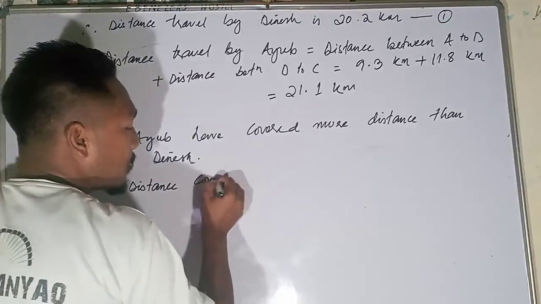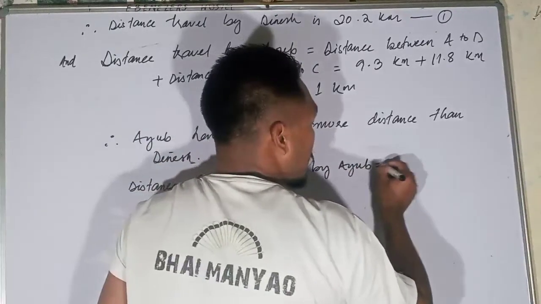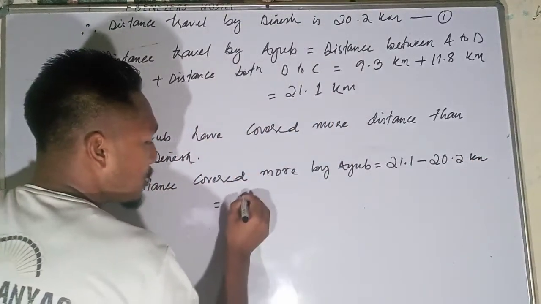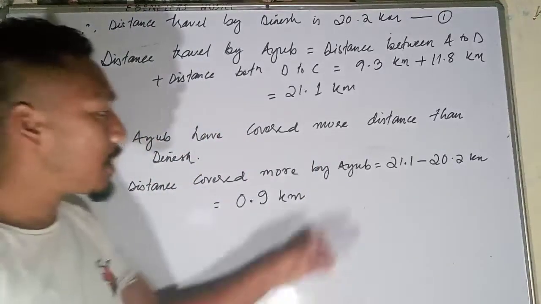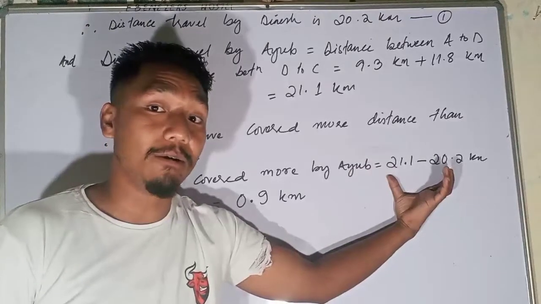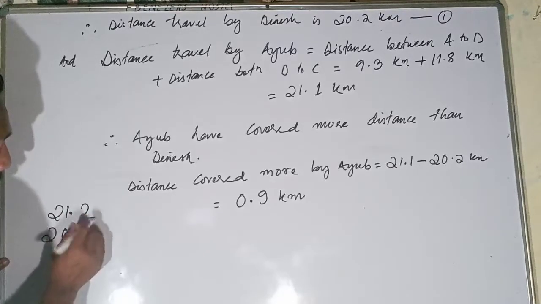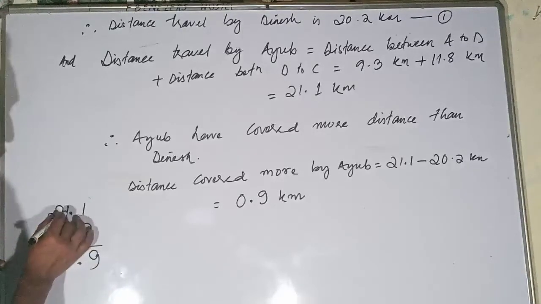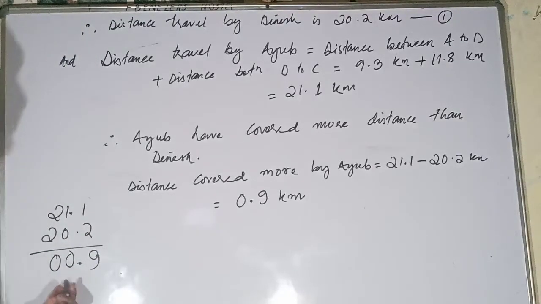Distance covered more by Ayub is equal to 21.1 minus 20.2 kilometers. Subtract it, your answer will become 0.9 kilometers. You know how to subtract it now, but if you don't know, I'm writing here again: 21.1 minus 20.2. So 1 will borrow, that becomes 9. 0 minus 0 becomes 0, 2 minus 2 becomes 0. So the answer is 0.9.